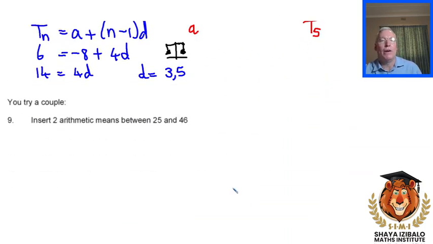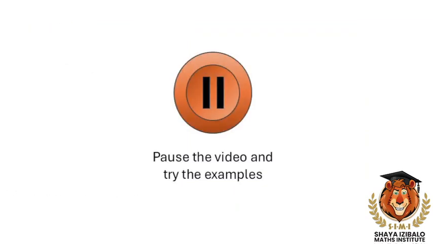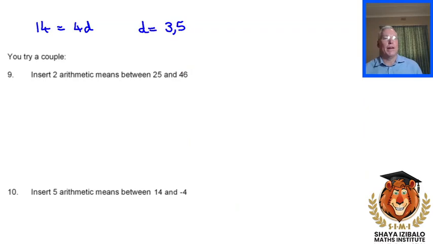Really important idea. We're going to ask you to pause the video and try the next one. This time we are inserting two arithmetic means. So we're going to have 25, then a number, and then another number, and then we're going to have 46.